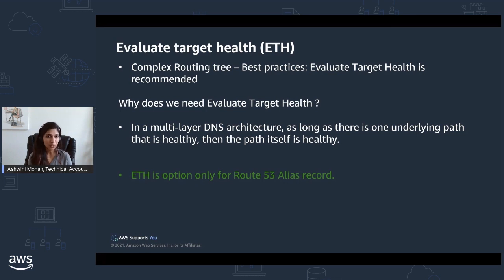So when you enable evaluate target health for any of your alias resource record sets, this causes Route 53 to determine whether there is any healthy resource within that branch before even trying to route traffic to another branch. If there is nothing healthy in one branch, then Route 53 has the opportunity to choose a healthy resource in another branch. But that is possible only if you have evaluate target health enabled in all of your branches. So we will quickly get started and look into some of the complex architectures.